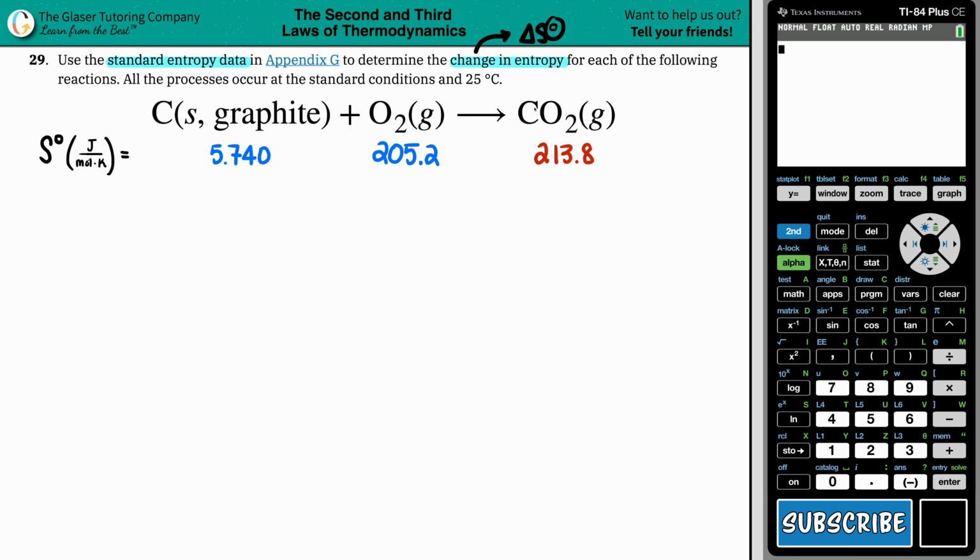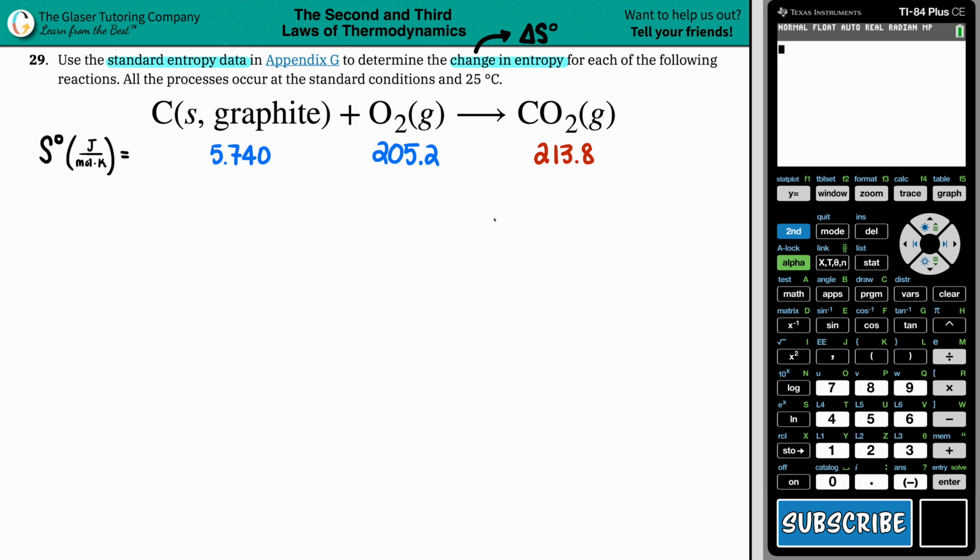This notch, or like that degree symbol, always means that you're under standard conditions, which means that we can use the appendix values in the back of the textbook. So that's why they're saying go to, in this case, Appendix G, to find out that standard entropy data for each individual component. And that's exactly what I did. So the entropy value for carbon, graphite, is 5.740 joules per mole times Kelvin. For oxygen, it's 205.2, and for carbon dioxide, it's 213.8.